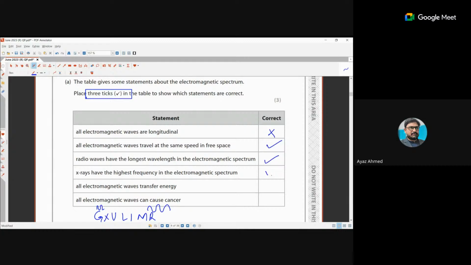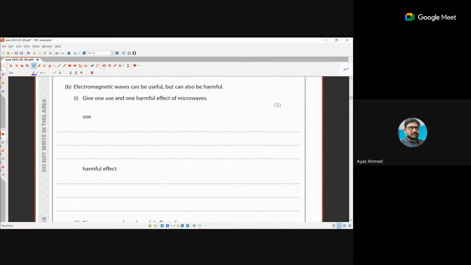X-rays have the highest frequency of the electromagnetic spectrum. No, gamma rays have it. Then, electromagnetic waves transfer energy. Definitely, they all transfer energy. All electromagnetic waves can cause cancer. No, not all, only gamma rays and X-rays. So this is a technique for how to attempt these questions in a shorter way.